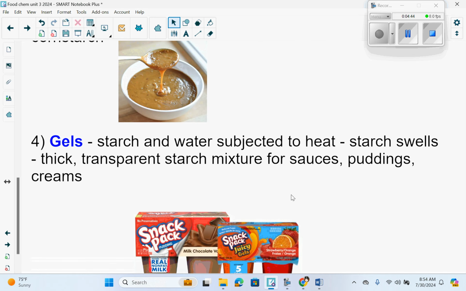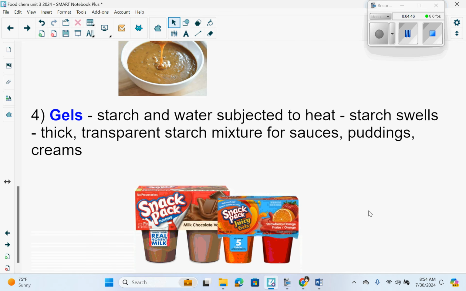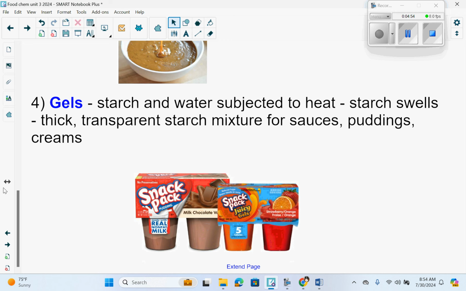And then you have your gels. This is starch and water subjected to heat. The starch swells, it's thick. It's a transparent starch mixture for sauces, puddings, and creams.